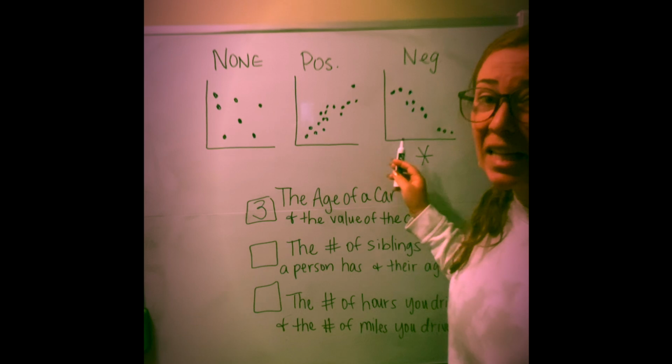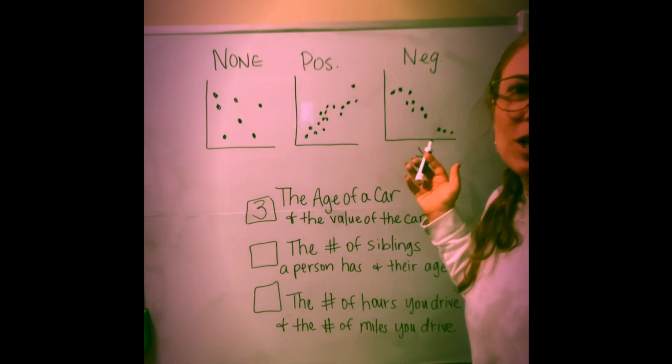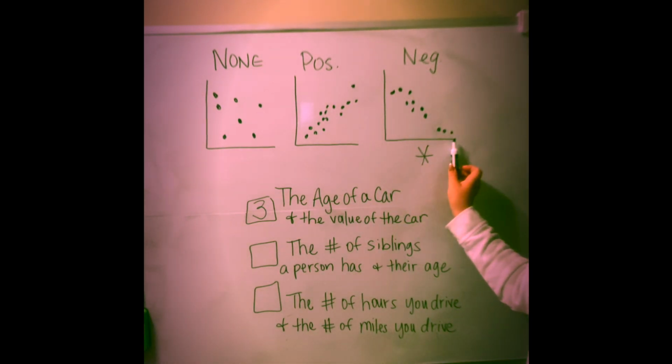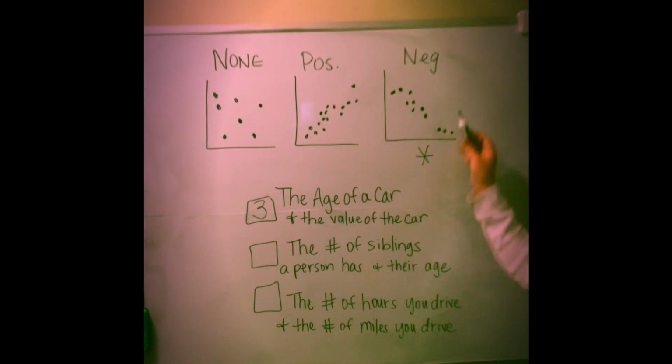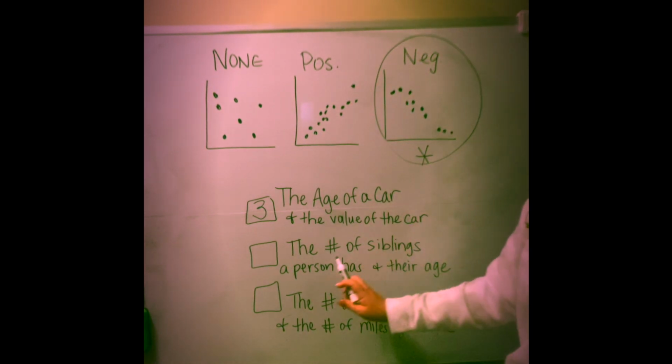If you have a 1990 car, it's not going to sell for very much compared to a 2025 car, right? So as the age of the car increases, the value of the car goes down. As your X increases, the Y goes down, giving you a negative association. Okay, let's try this one.